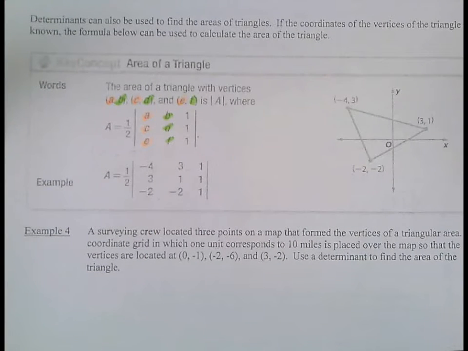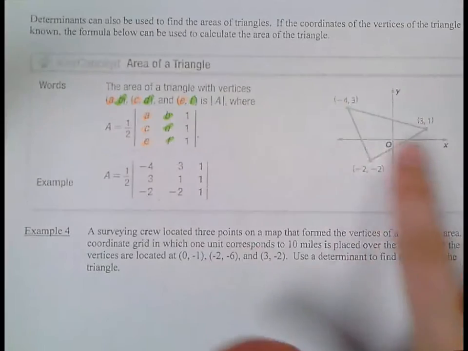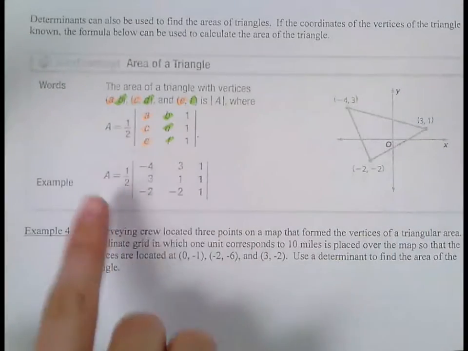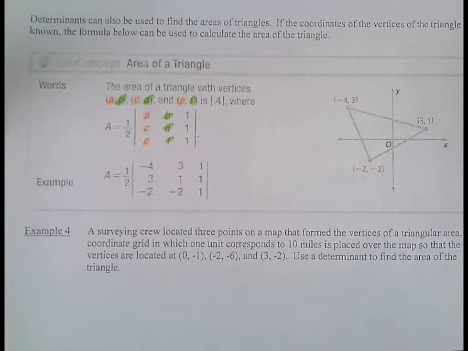So it does show a triangle. It lists the 3 coordinates of the vertices, and it shows how it's set up in that formula. And then you would go ahead, find your determinants, multiply by 1/2 to get your area.